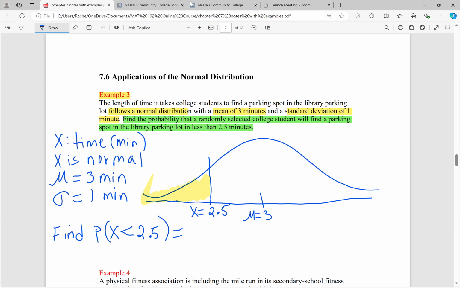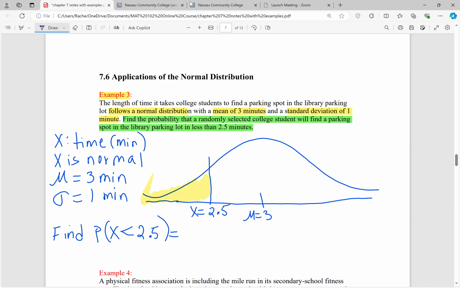But in order to use the table, we need a z-score, right? We can only look up z-scores on the table. So we're going to have to convert this 2.5, because that's an x value, right? We have to convert it to a z-score. So let's do z-score over here.